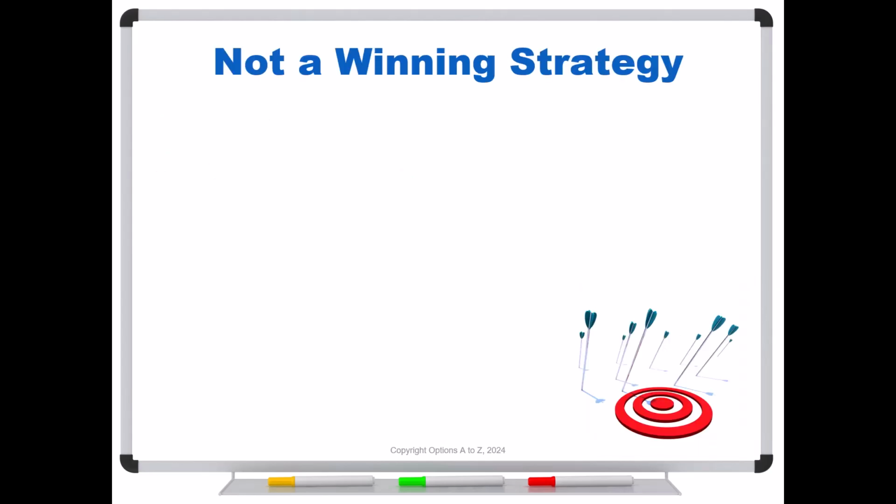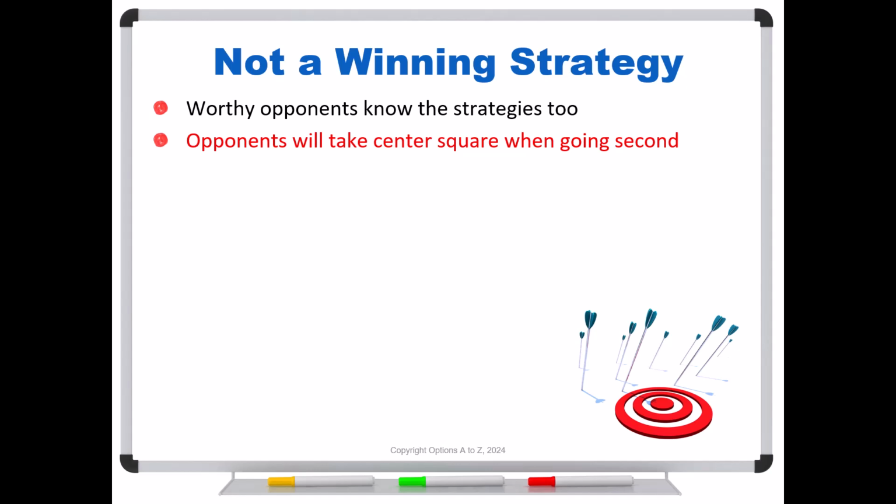Why? Because worthy opponents know the strategies too. Your opponents are going to take the center square when going second, just like you. They know that. You're not the only person that knows these rules. So now it comes down to that the wins are only accomplished on mistakes, not on talent. Remember, if you choose the center square, if you go second, you could pull off a win, so could your opponent, but it also requires that somebody made a mistake.